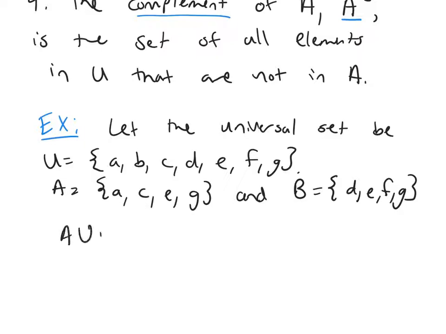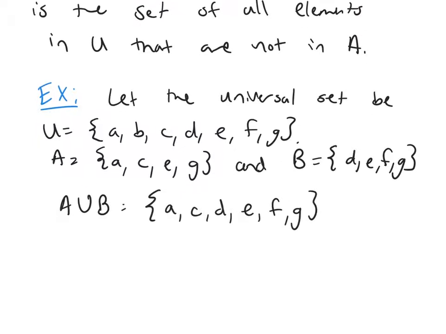Let's find A union B. So basically what you do is you combine all the elements into a single list. And if there's a repeated element, you only write it once. So A, C, D, E, you only write it once, F and G. So that's A union B. Let's now find A intersect B. What elements do A and B have in common? They only have E and G in common.